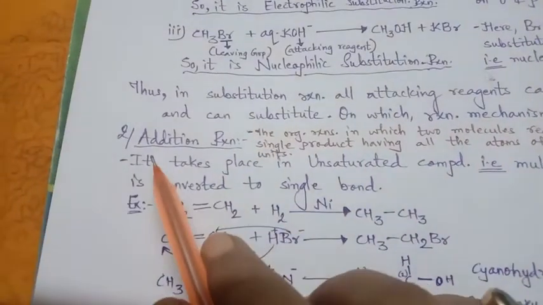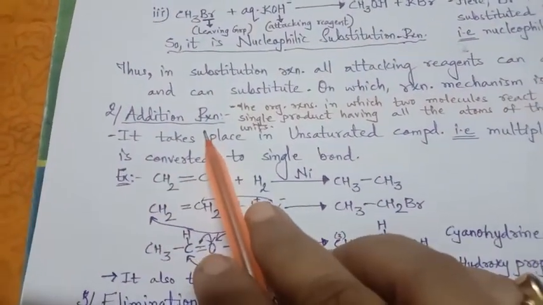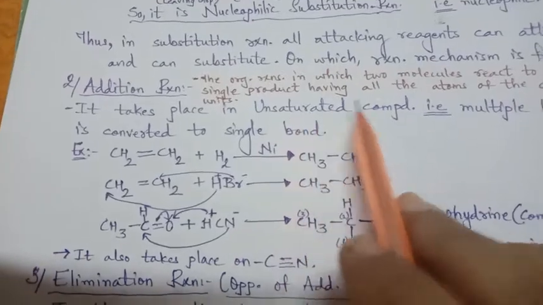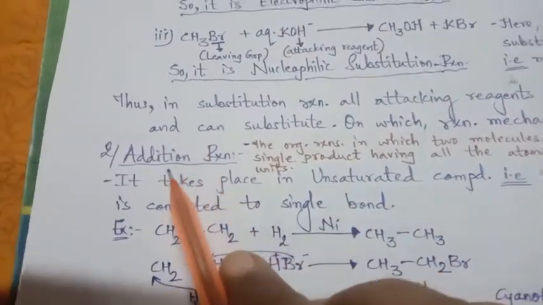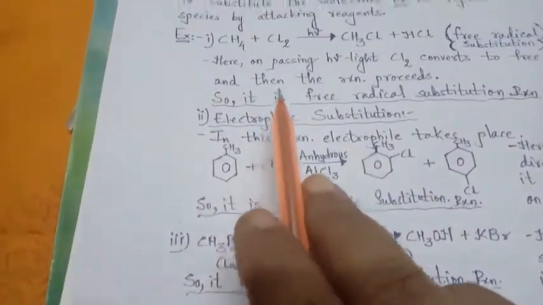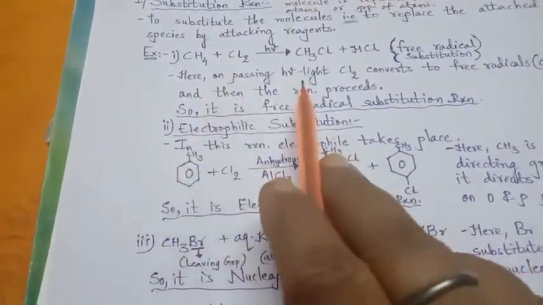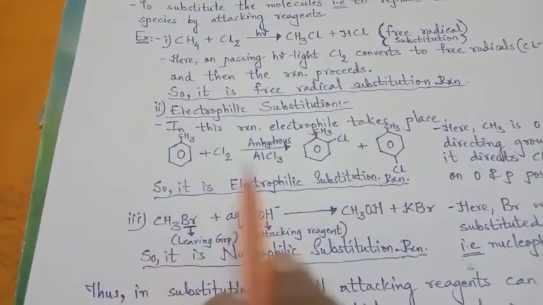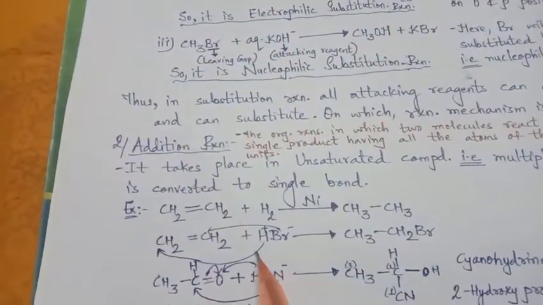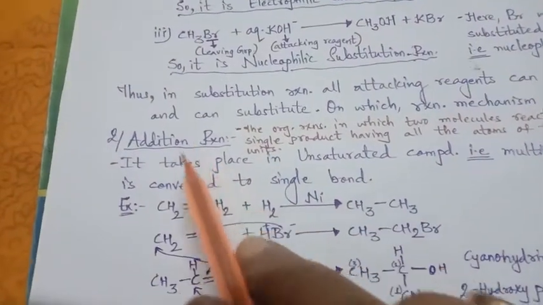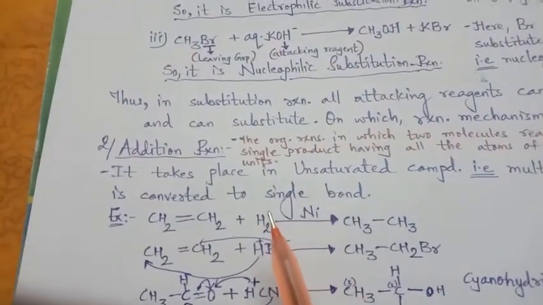Now the next type of reaction is the addition reaction. It takes place in unsaturated compounds. See, addition means we need to add something. It's not like substitution, where one is removed and another takes its place. It's not like that. Addition means we are going to add something. Now, is it possible to add something to a saturated compound?